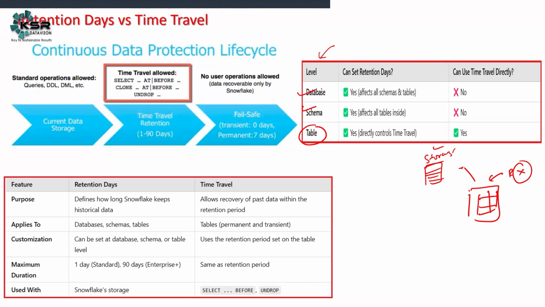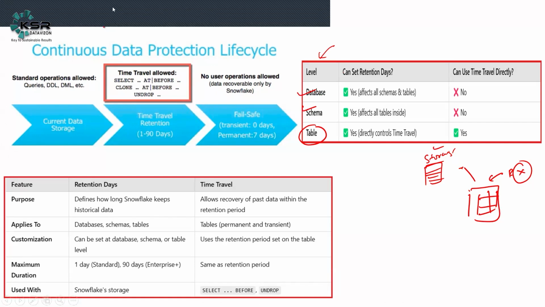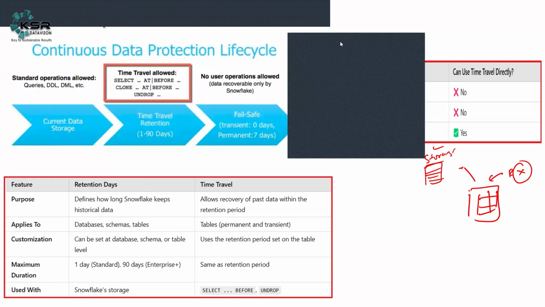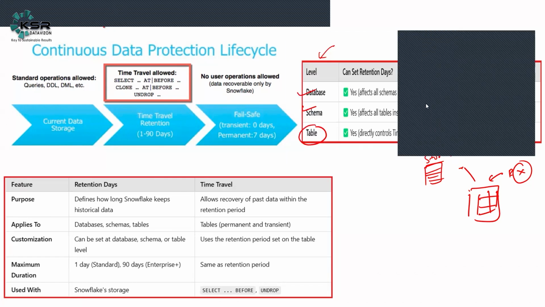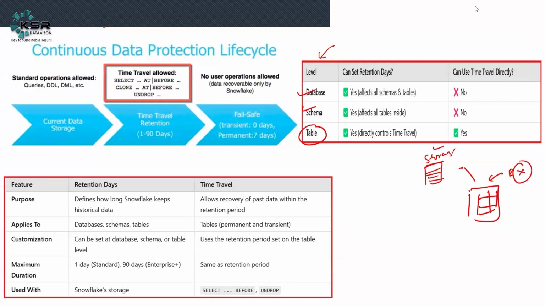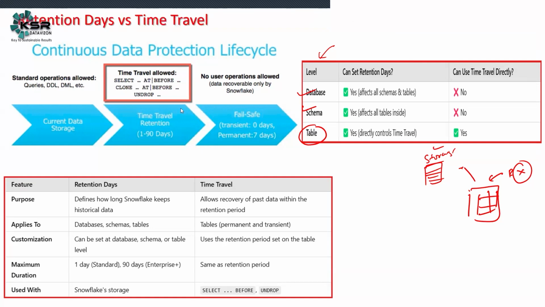Now, why can we not apply time travel for database and schema? Can anyone explain? I explained yesterday. A database or schema applies to all tables, but if we go for a single table's time travel, we will get the data for that period. Okay. Then why are we applying the retention period on top of this object?